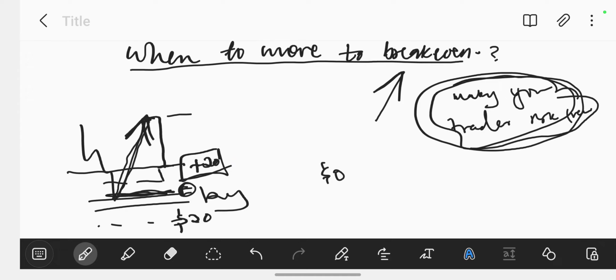So this lesson, basically, I just want to show you when is the right time for you to start thinking of moving your stop loss from here to break even, or to even locking some profit. Okay, so you just need to be logical about it. Just be logical about it.